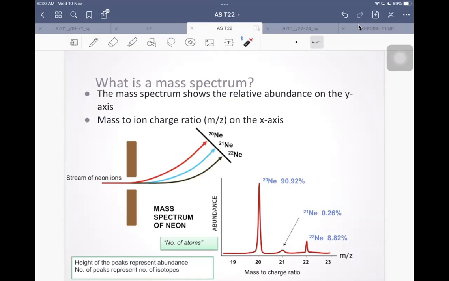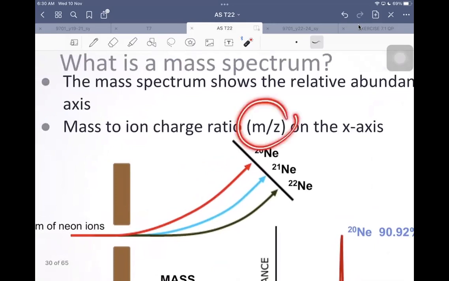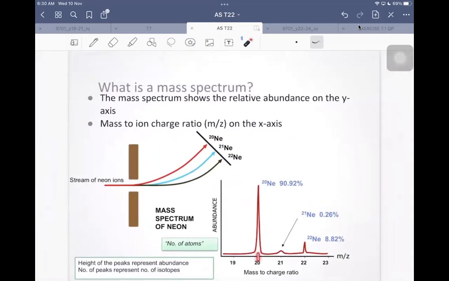Okay, so I've already talked to you. Now, you would sometimes see the label m over z, okay, which means the same, mass to charge ratio. m over e or m over z is the same. Basically, it's just the mass. It's telling you the mass, okay, 20, 21, 22.